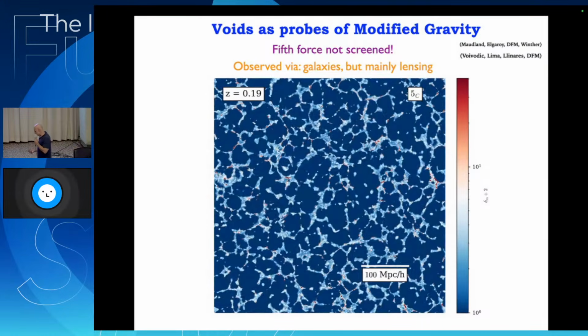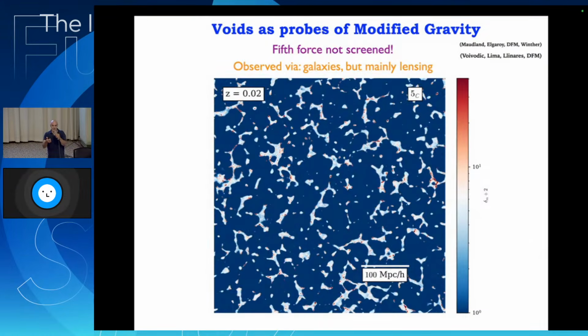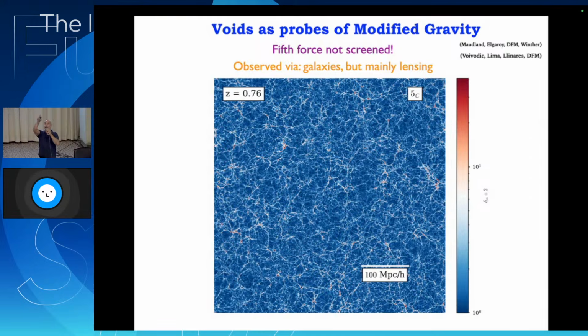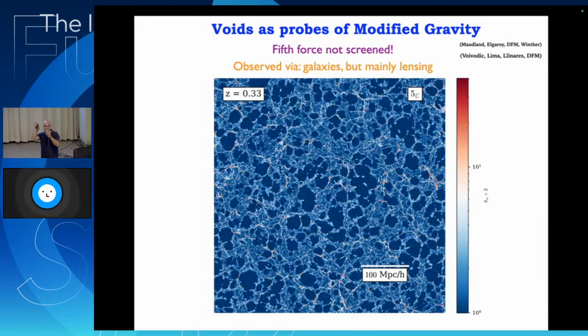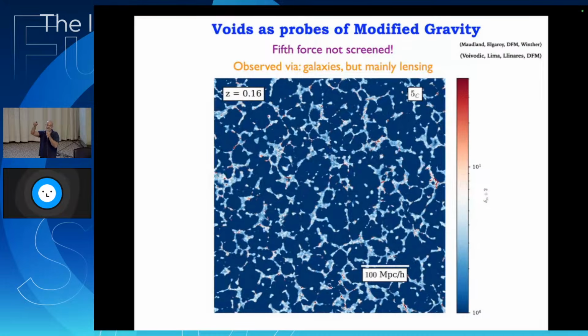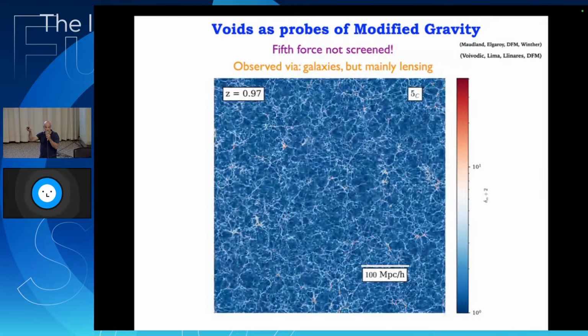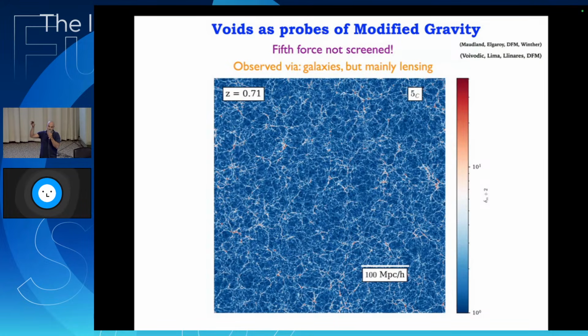So another thing, voids, we can look at them via galaxies. If we see galaxies in some region of the universe and nothing there, it means it's a void. Well, maybe there are galaxies there, we just can't see them because they're too dim. So that's a problem as well.